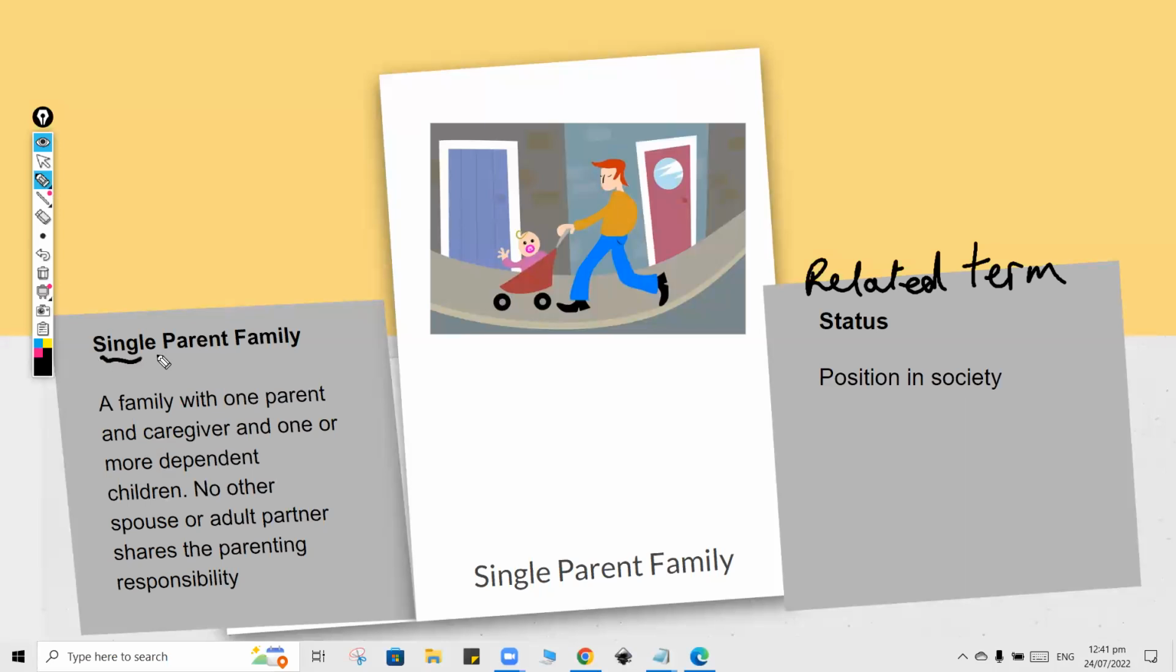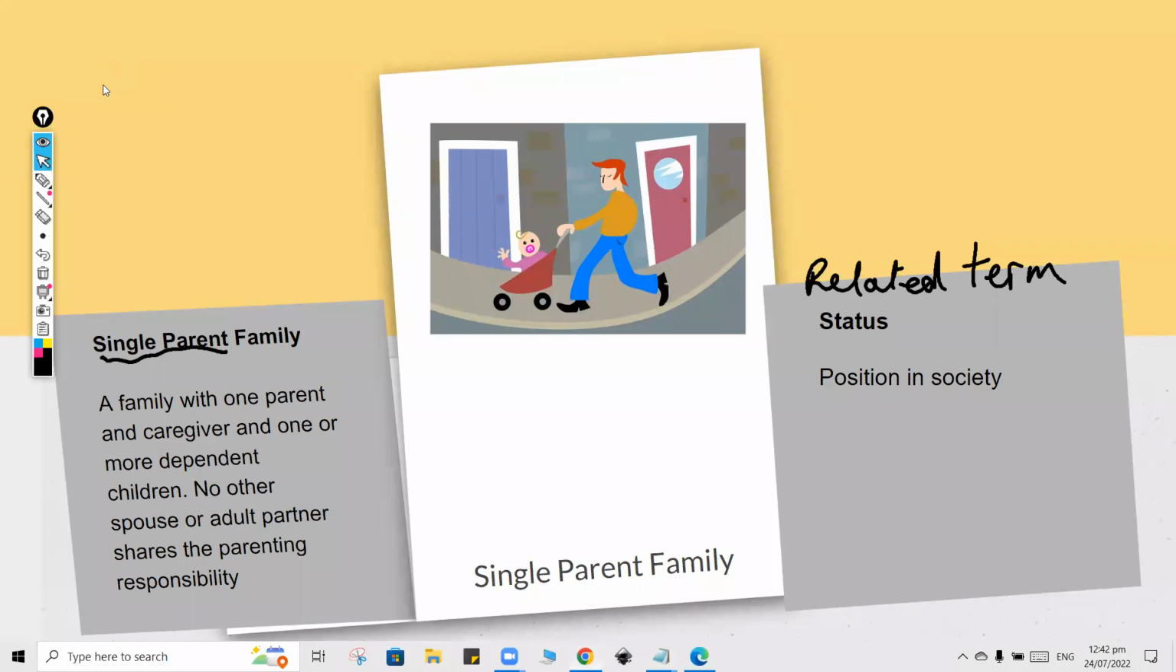Right, so here's our type: single parent family. A family with one parent or caregiver. So maybe the adult is not the parent biologically, but is the person giving the care, right? And one or more dependent children. There is no other spouse, no other adult partner who shares the parenting responsibility. So it's just the mother or just the father, right? Or the person fulfilling that role. Any questions about that?